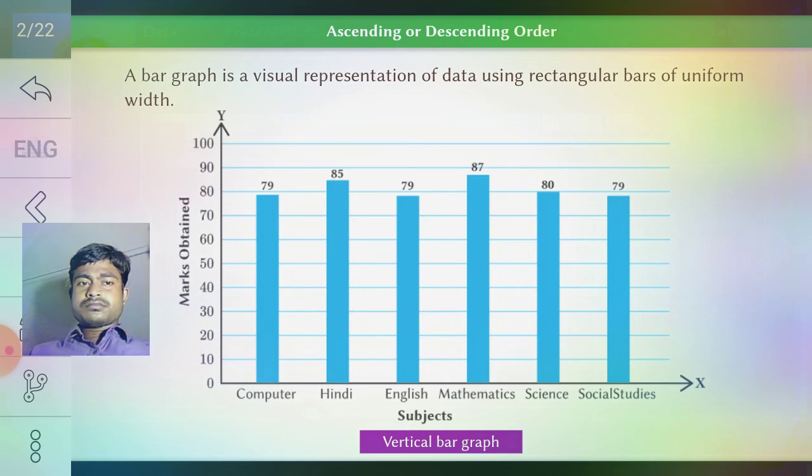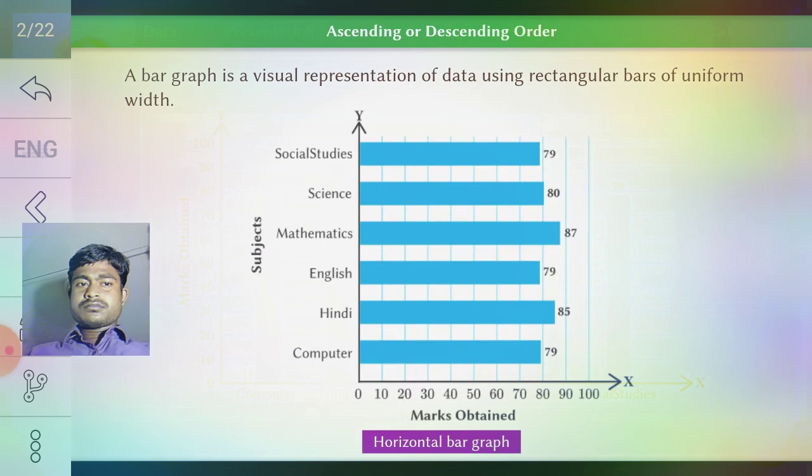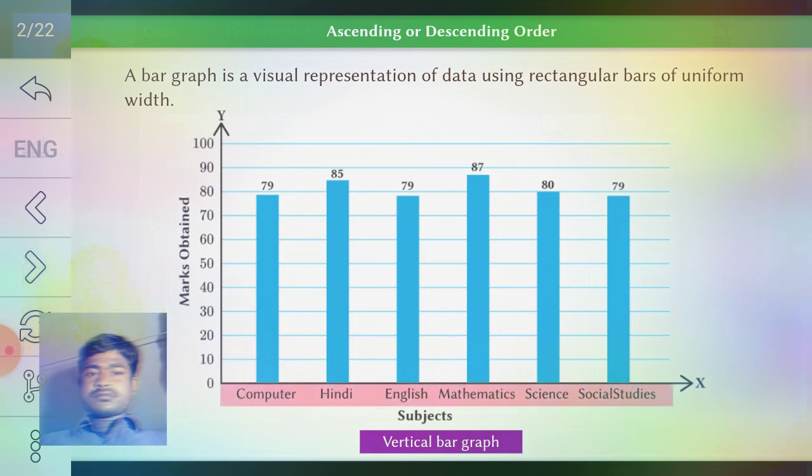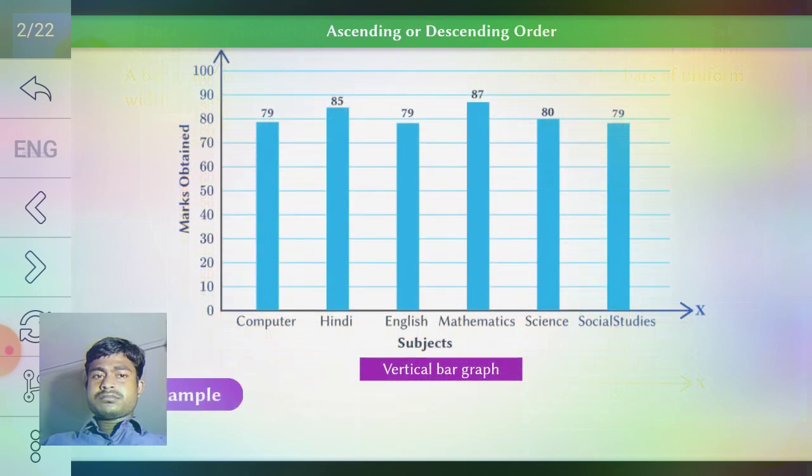The bars can be plotted vertically or horizontally. It helps in comparing the quantity of the categories of a given variable. One axis of the chart shows the categories being compared, while the other axis represents their respective quantities. Tap the button to understand this better with an example.